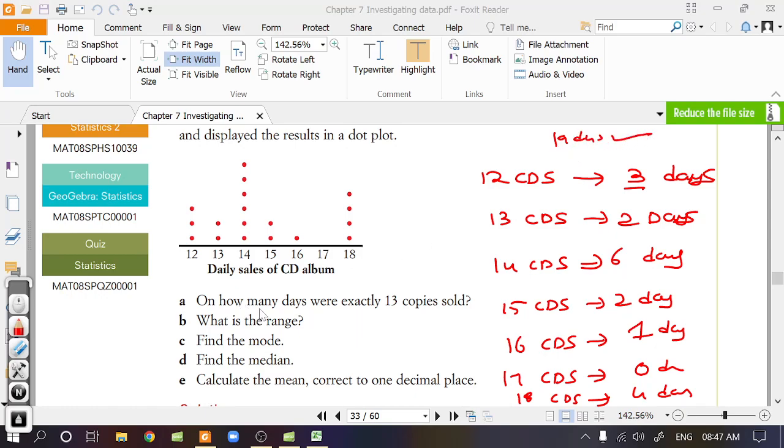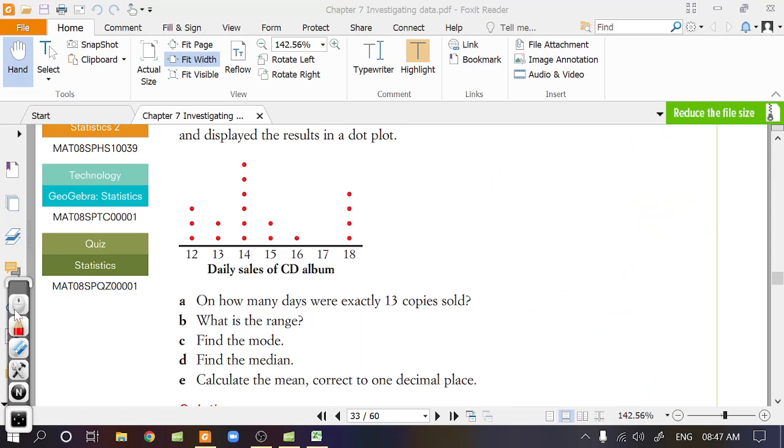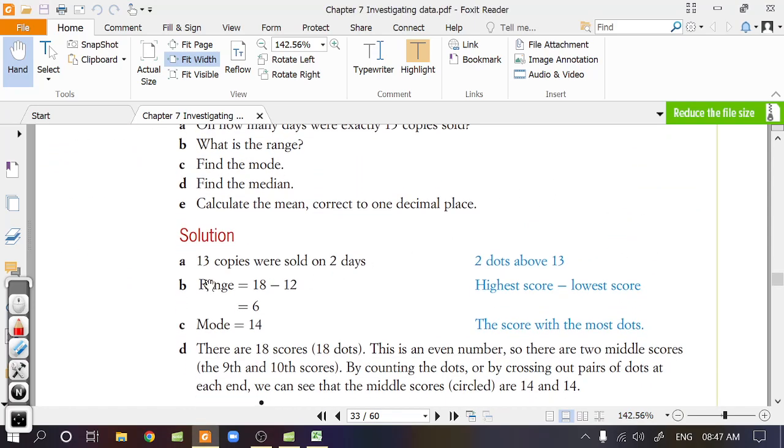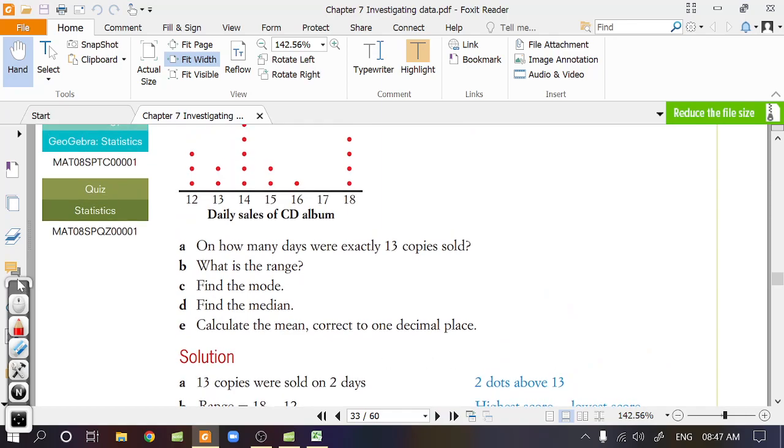So he is asking on how many days exactly 13 copies were sold. So 13 copies were sold on 2 days. That should be the answer for A. Let's check whether it is correct or not. Yes, 13 copies were sold on 2 days. That is the first answer, Akshita.